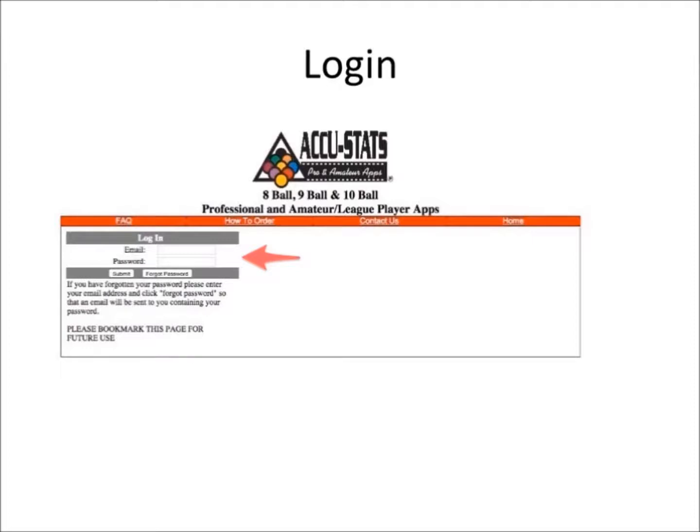You received a link in an email after your purchase of the app from Accu-Stats. Click on the link, and I would highly suggest that you bookmark this link because anytime that you need to download the app, you'll need to go to this page to begin. Insert your email address and the password given to you by Accu-Stats. Once you log on, you will be able to change the password to one that you like.